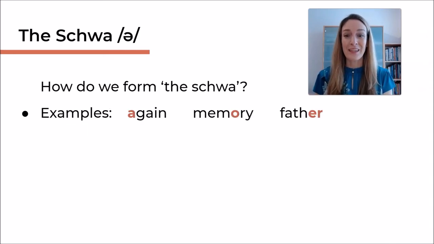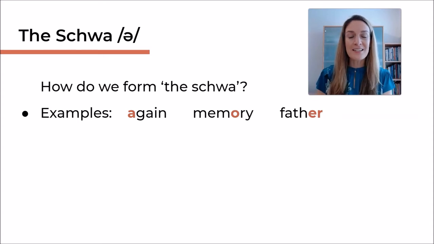Now, here are some examples. Again, memory, father. So you can see the letters in orange are where you hear a schwa sound. I'll repeat the first word. Again. It's really short. Again. Memory. In between the m and the r. And father.